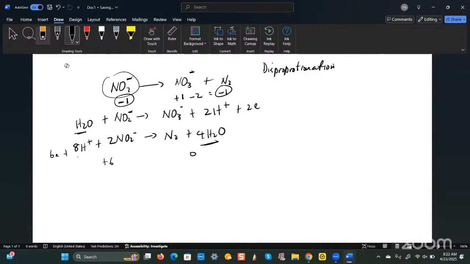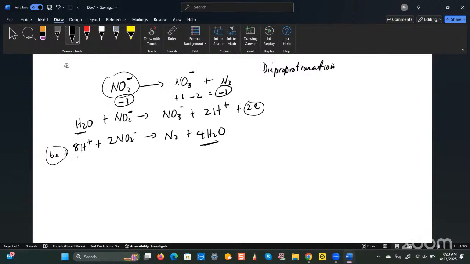Now that we have balanced the charges, the next step would be to equalize the number of electrons. In other words, we have to ensure that the number of electrons lost in the oxidation half reaction is equal to the number of electrons gained. As it is right now, that's not the case. We have 2 electrons being lost here and 6 electrons being gained here.